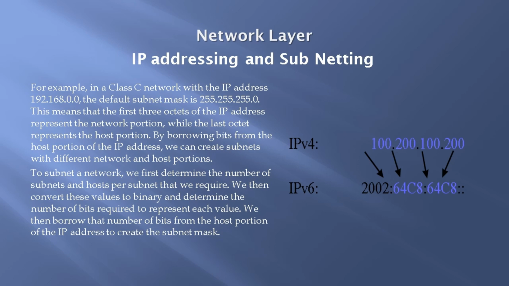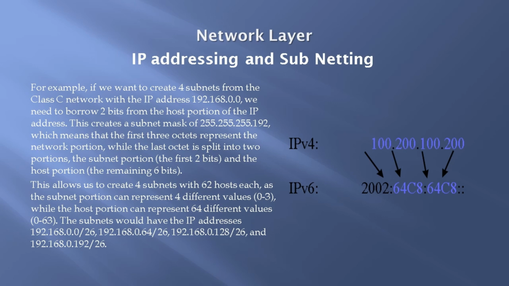To subnet a network, we first determine the number of subnets and hosts per subnet that we require. We then convert these values to binary and determine the number of bits required to represent each value. We then borrow that number of bits from the host portion of the IP address to create the subnet mask.